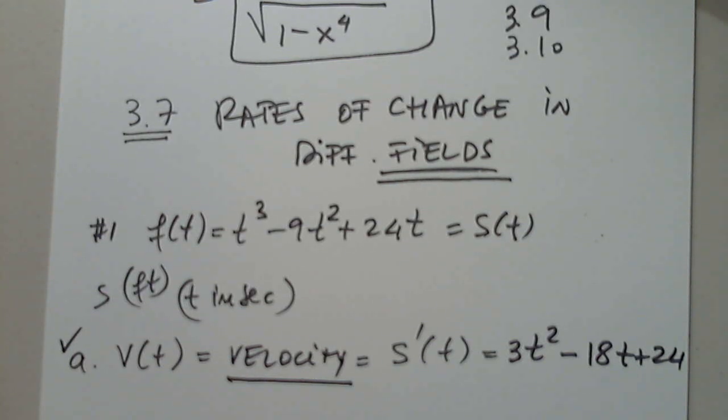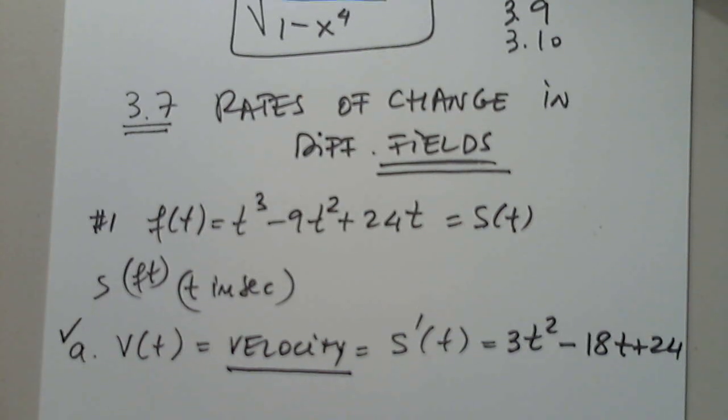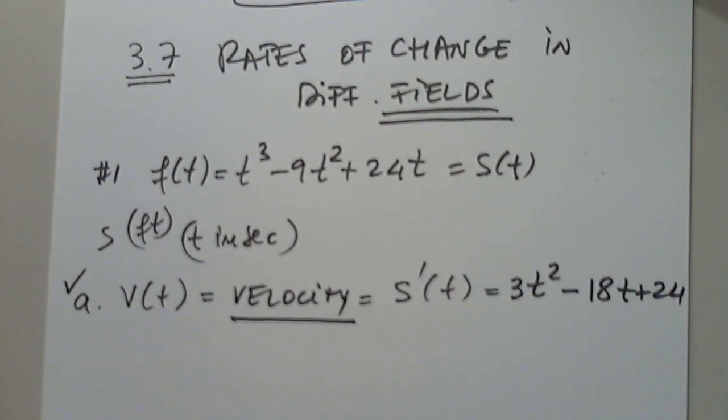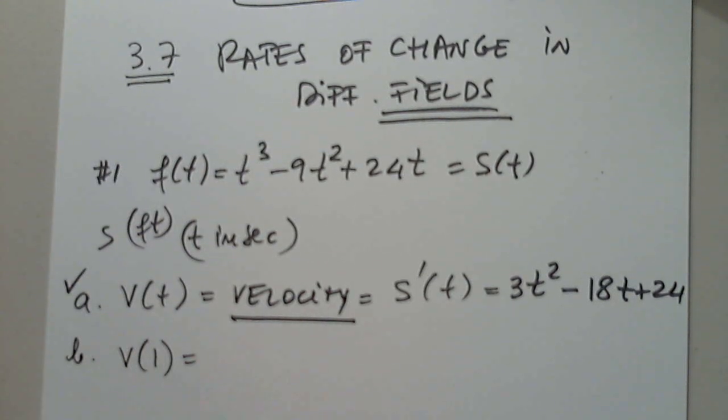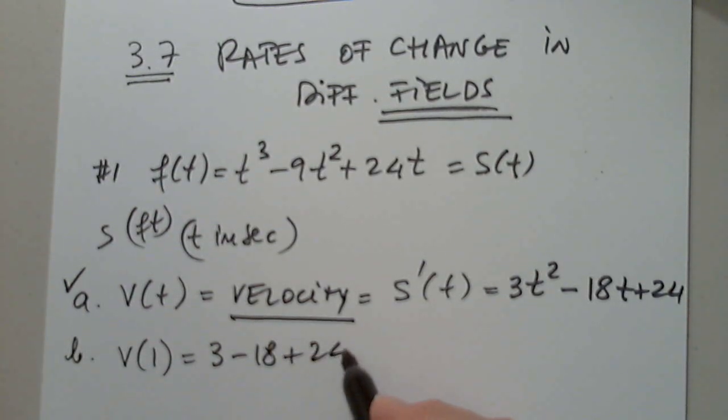What is the velocity after 1 second? Okay, what am I asked to do now? How do I determine the velocity after 1 second? You just plug in 1 for t. Perfect. So I have 3 minus 18 plus 24. So 24 minus 18 is 6. 6 plus 3 is 9.